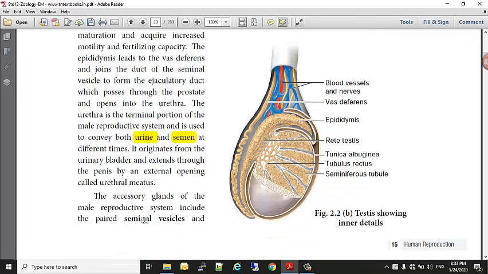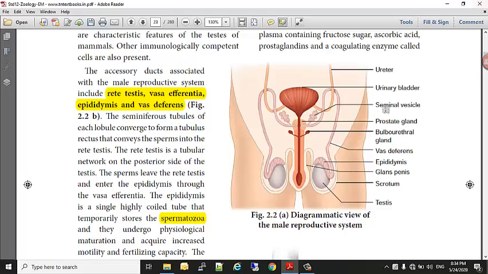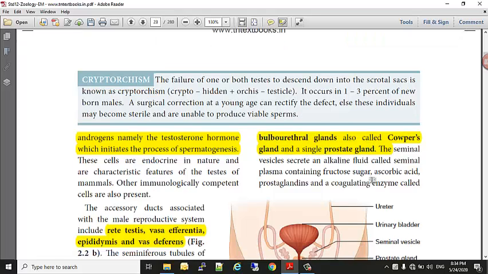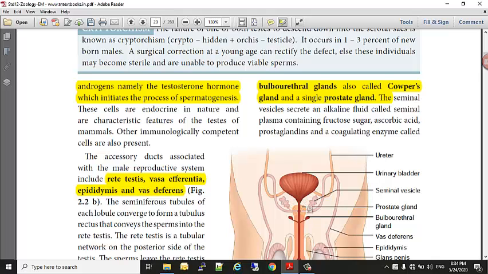The accessory glands of the male reproductive system include a paired seminal vesicles. You can see here seminal vesicles. Okay, these are the seminal vesicles, very important. Bulbourethral glands, also called the Cowper's glands. So this is very important, Cowper's gland, and the single prostate gland. You can see all these glands. See, so many glands. Three glands are here we have. One is the prostate gland, and the bulbourethral glands you have. Okay, so this bulbourethral gland is otherwise called Cowper's gland. You can see these two, pea-shaped. We have already seen in the video, right?